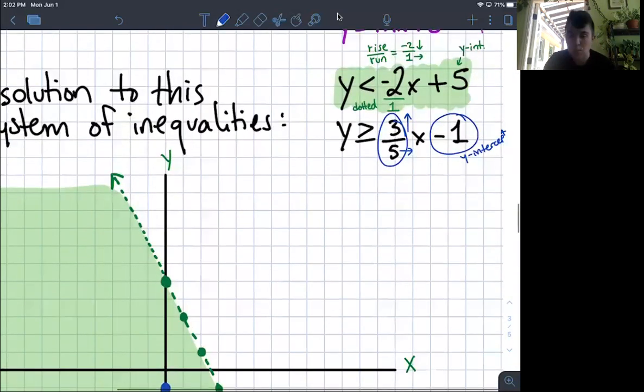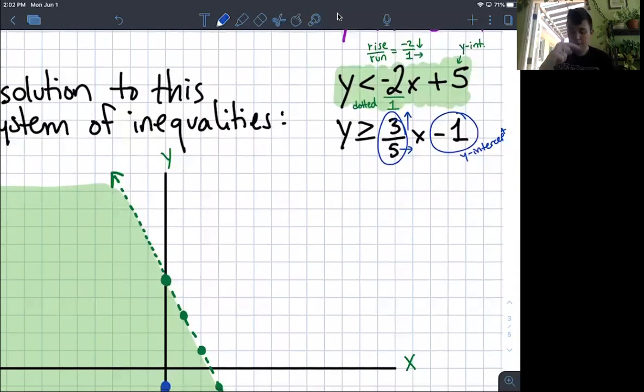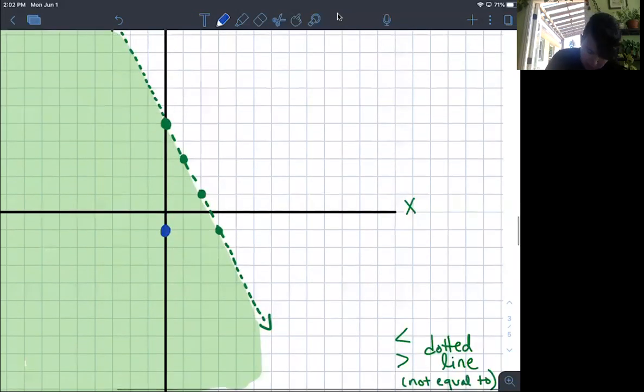And then my slope was up 3 over 5, right? So here we go. I'm gonna go up 3, and then over 5. Right there's my next point. Let's do that again. Up 3, over 5.